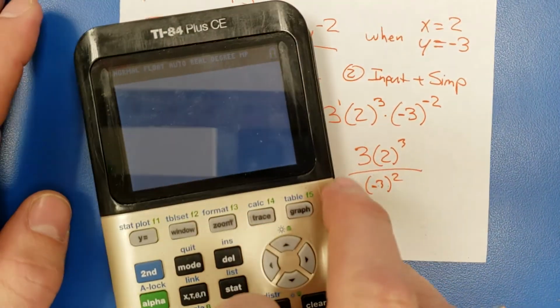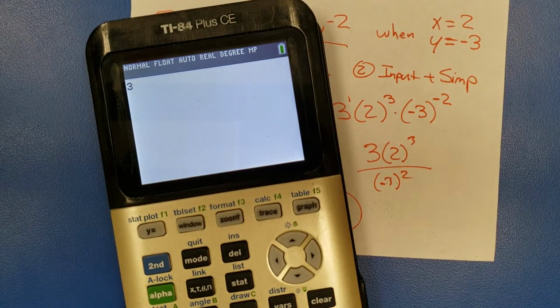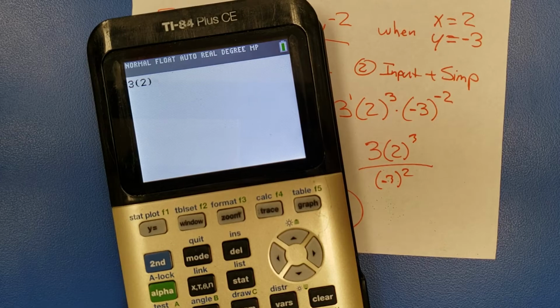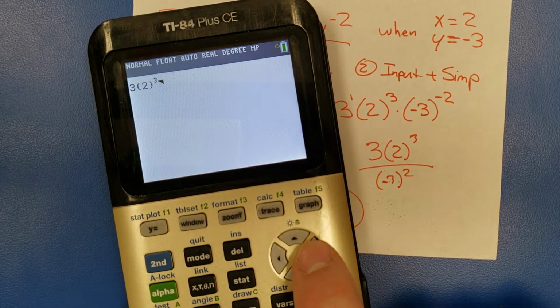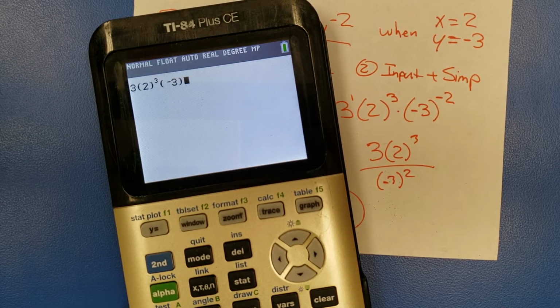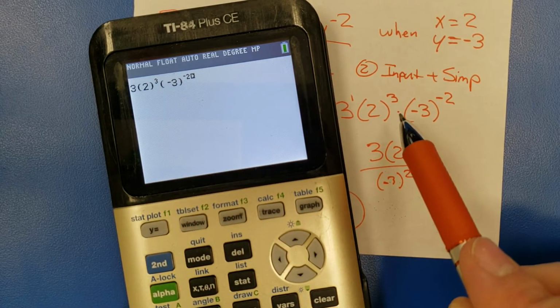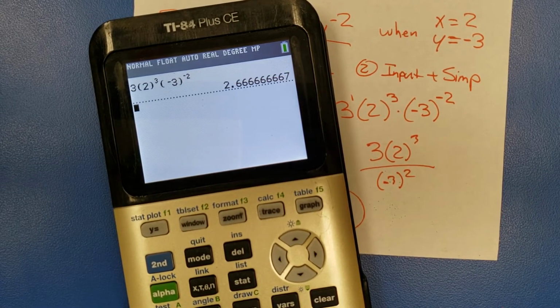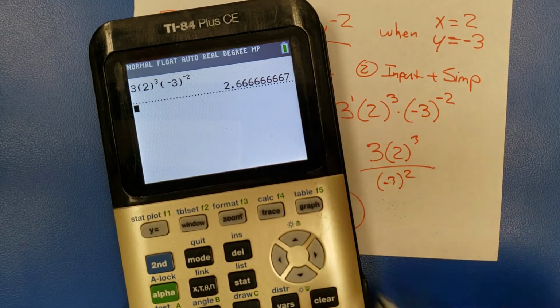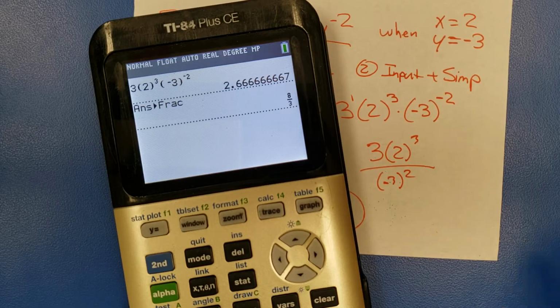Let's see if the overly aggressive calculator people would get the same thing. Here we go. So 3 bracket 2, close the bracket, to the third power. And then we'd have to go times negative 3 to the negative 2. Okay, so I think that's correct. Your calculator is smart enough to know that means multiplication, because that's what's going on there. So send it. Ew, a mixed number. Math, fraction. Hey, look at that, 8/3.